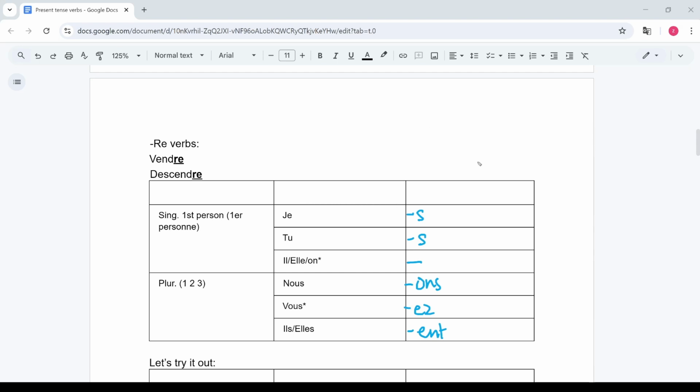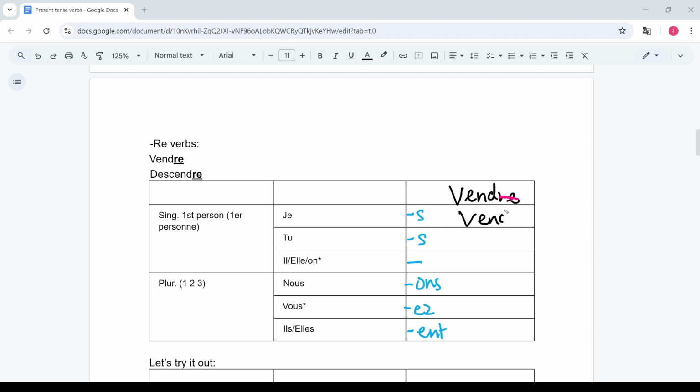Like the other two, we're going to take one of these as an example. Let's take vendre as our example. Vendre, to sell. What are our first two steps again? Identify the group. This is an RE verb. Take off the ending, and then we're left with our root. Let's write it in.